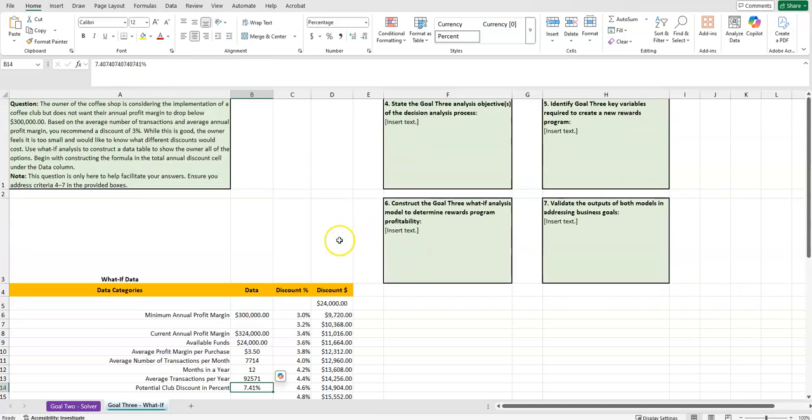Otherwise, this is the mechanics of the solution, and now you need to answer the questions in the assignment and do the PowerPoint slides.